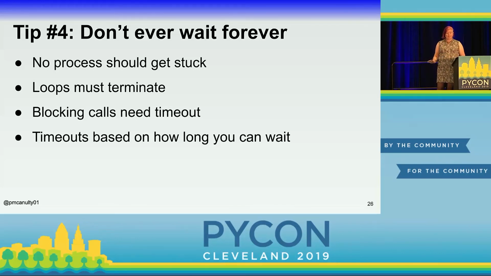Every loop needs to be able to terminate. Blocking calls need a timeout. And timeouts are basically, how long can I wait before I have to start shutting down? If I've got 100 processes, and I can wait 20 seconds or 30 seconds, okay, make your timeout 2 seconds. Probably want to be under half a second. And okay, you're going to poll, but with a timeout. And if you have something that doesn't take a timeout, you're going to have to write it yourself.